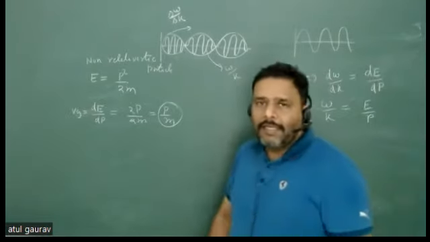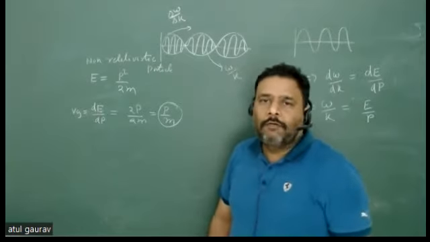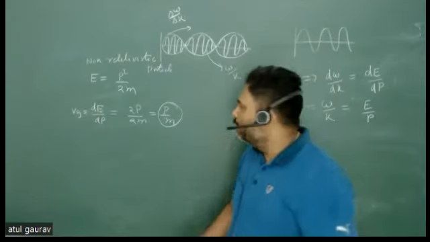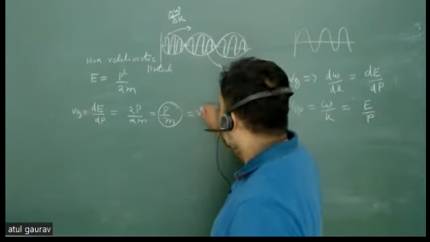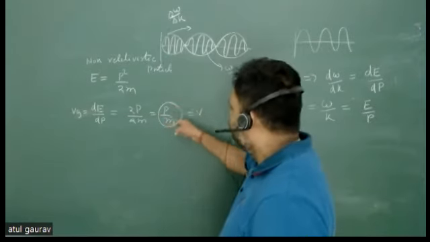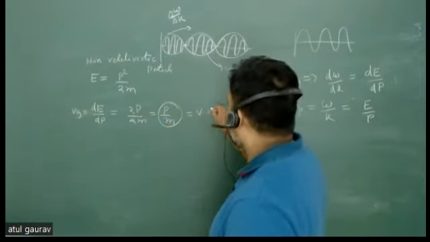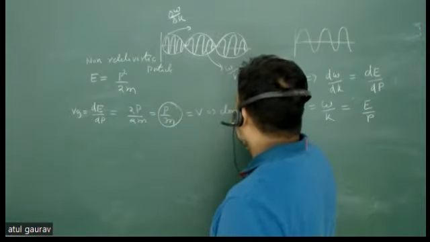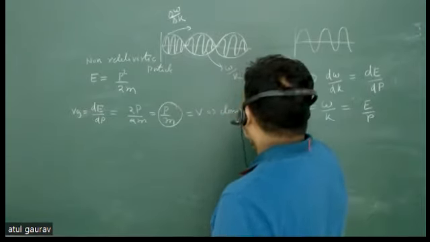Velocity of a particle. Momentum divided by mass is nothing but what? The velocity of a particle. And this is the classical velocity of a particle, isn't it? So this V is nothing but the classical velocity of a particle.